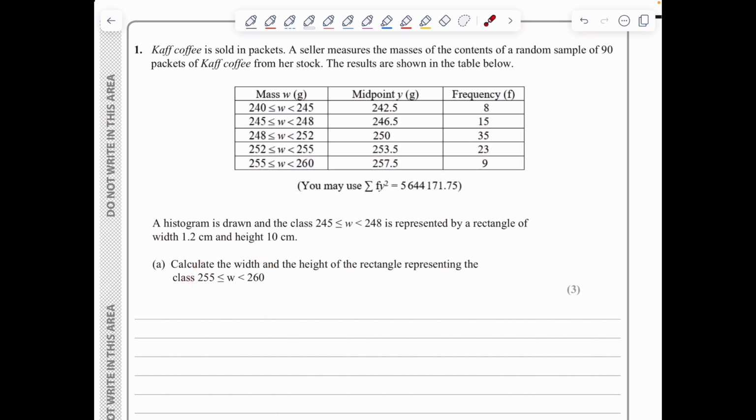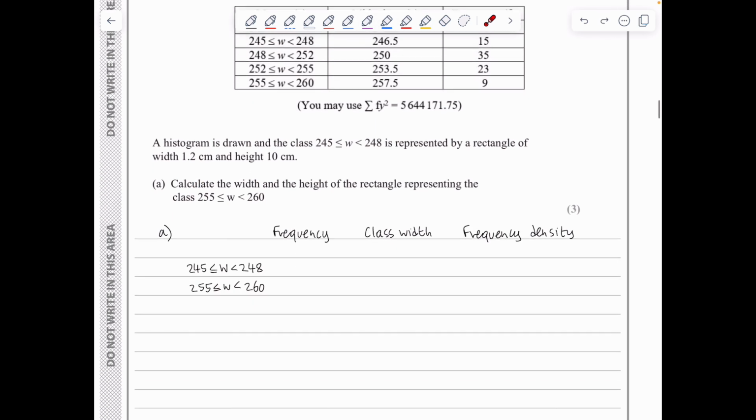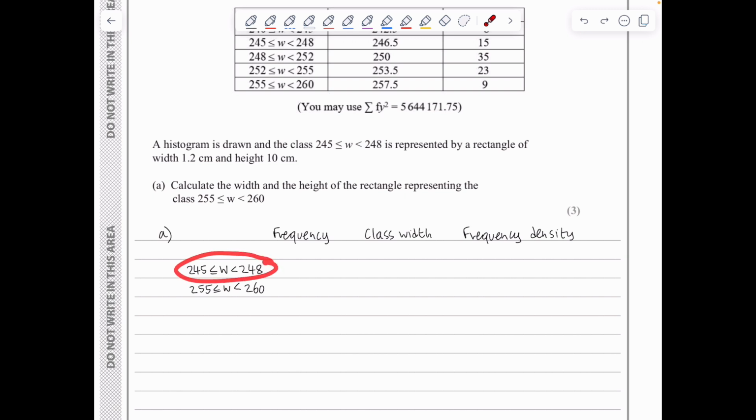I will draw up a table with frequency, class width, and frequency density. For the 245 to 248, we know that the frequency is 15. The class width is the difference between the two class endpoints, so that's going to be 3. And the frequency density is found by dividing frequency by class width. So in this case, it's 15 divided by 3, which gives me 5. Now the 255 to 260 has a frequency of 9, as we can see on the frequency table. The class width is 5, so 9 divided by 5 gives me a frequency density of 1.8.